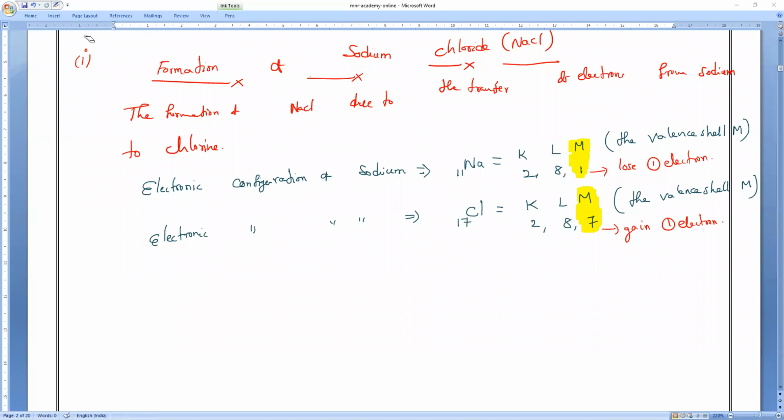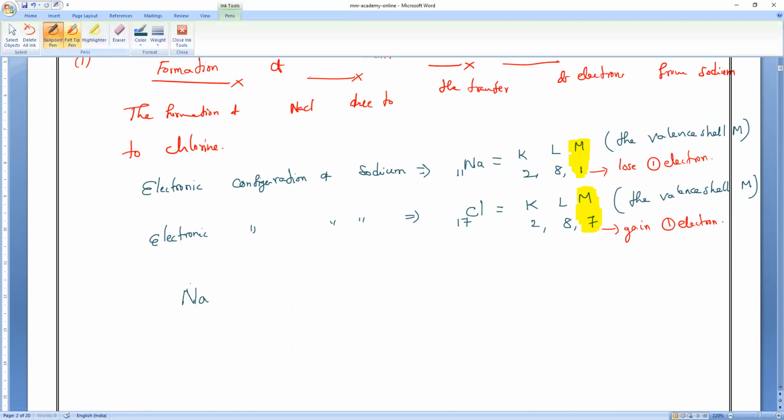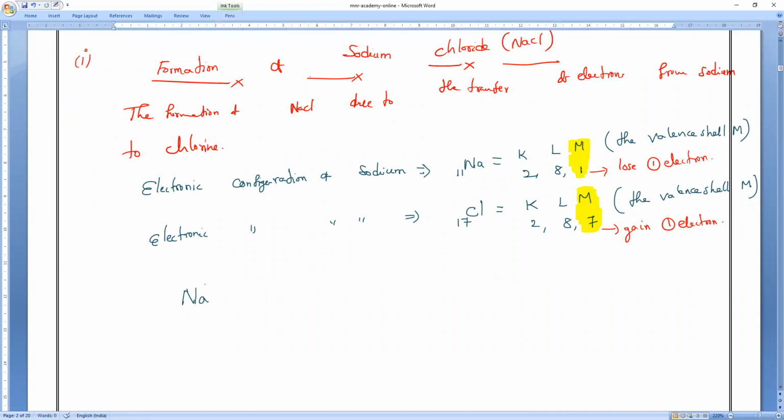So now we are going to write the equation. Sodium is a metal. How many valence electrons? 1. So with a dot, the donating electron. Dot. Okay. So next what else will come? Plus chlorine.